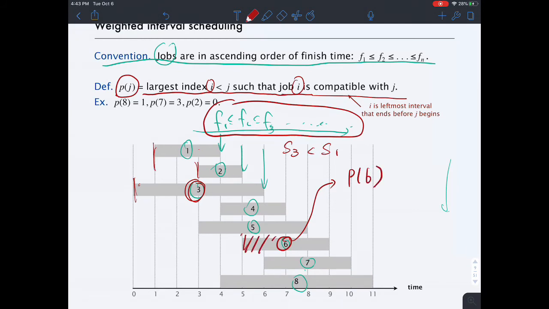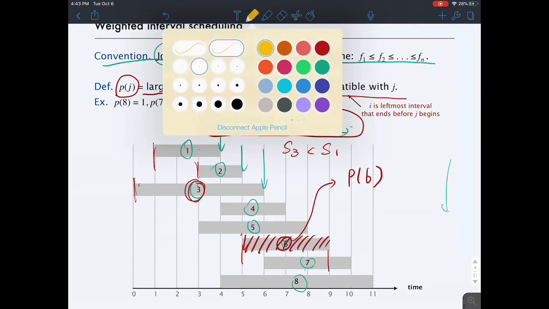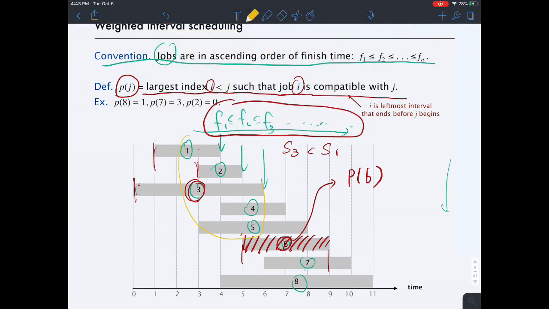The time span of the sixth job is between 5 o'clock and 9 o'clock. So I'm going to find something from 1 to 5: an index i smaller than j such that job i is compatible with job j. I need to find the largest i so that job i is compatible with job j.